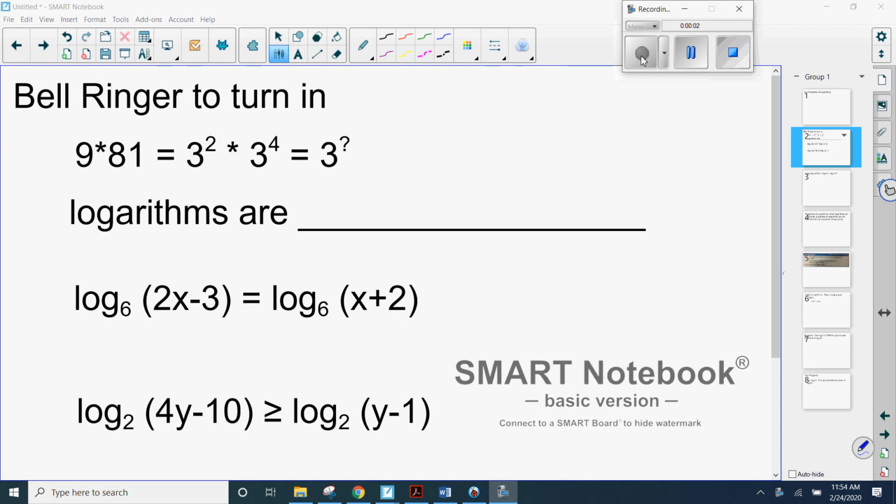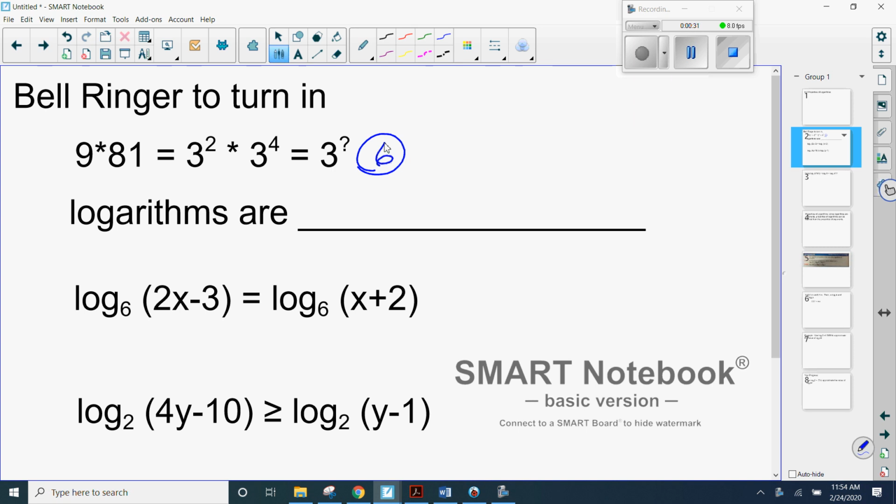So the first one, 9 times 81. You've already had this before. We can put it in the same base, which is base 3. 9 is 3 squared. 81 is 3 to the 4th. And when you multiply like bases, what do you do to the exponents? Add them. So the very first answer should just be, it's on 3s. So the very first answer should just be 6.